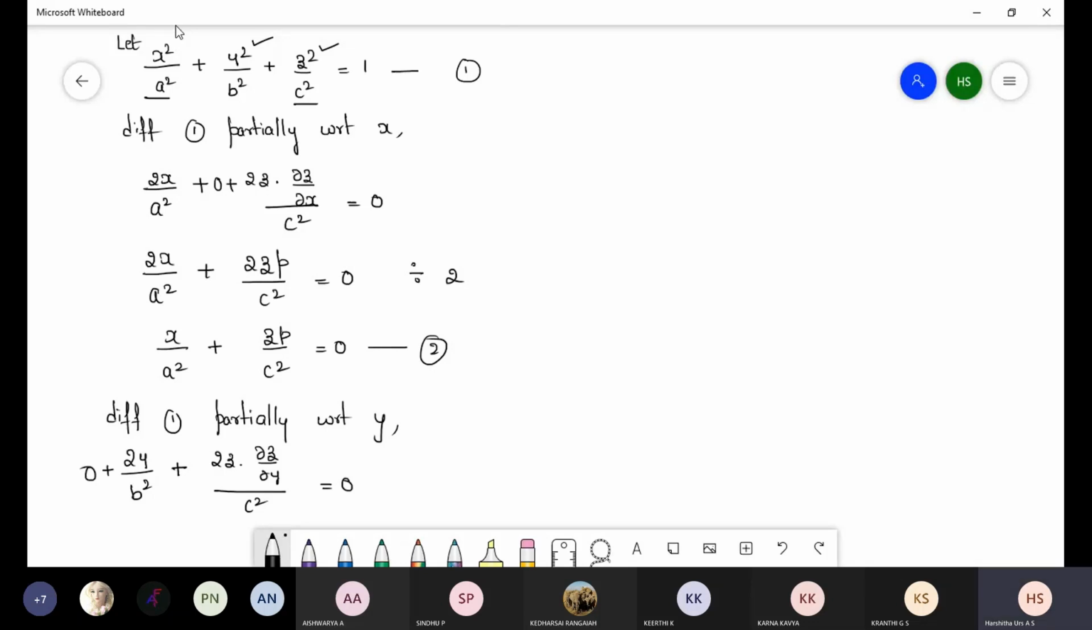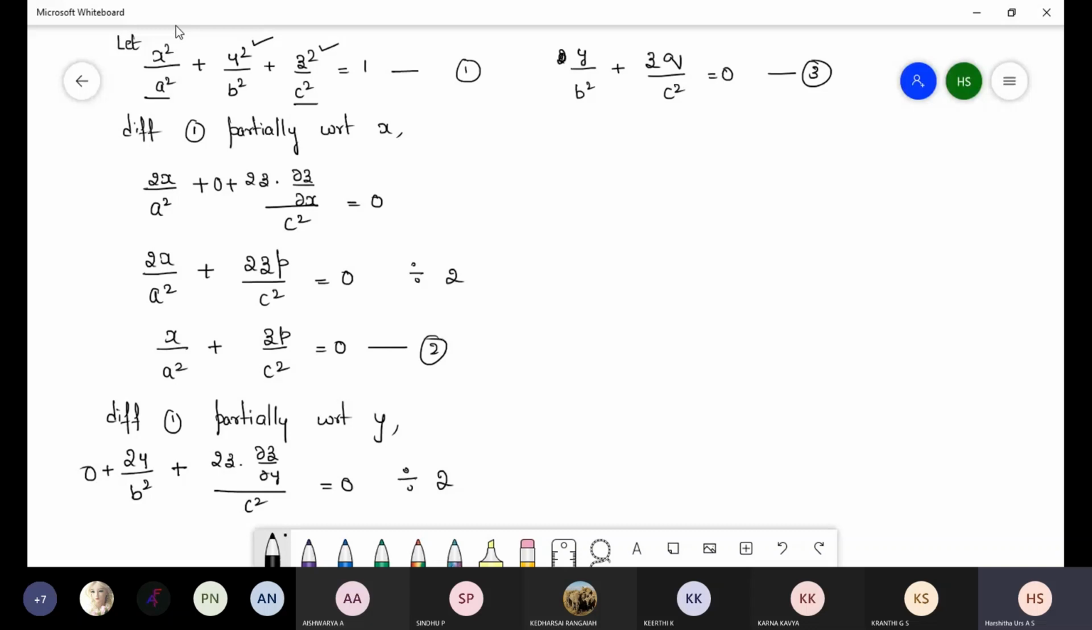Now here also divide both sides by 2, and here I write y divided by b square plus, when you divide by 2, 2 will get cancelled. Z I will write as it is. From the notation dou z by dou y is q, divided by c square is equal to 0. Let us call this one equation 3.